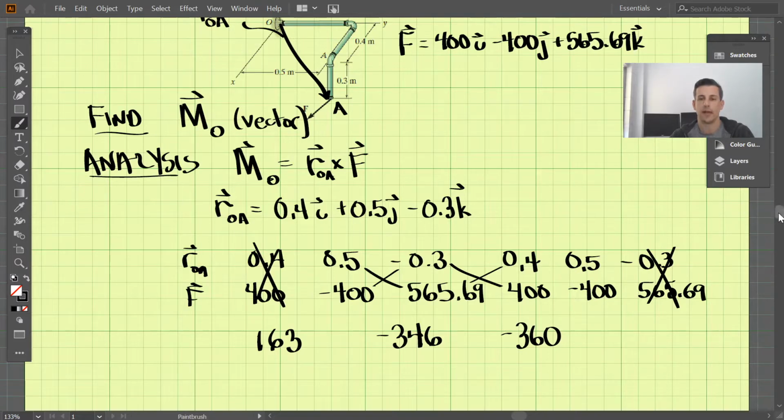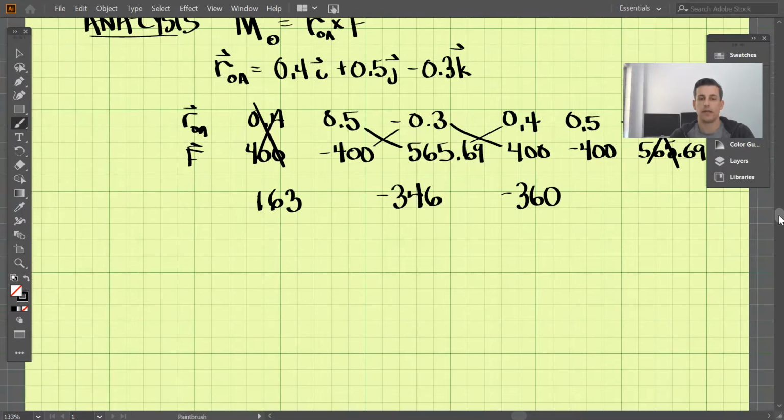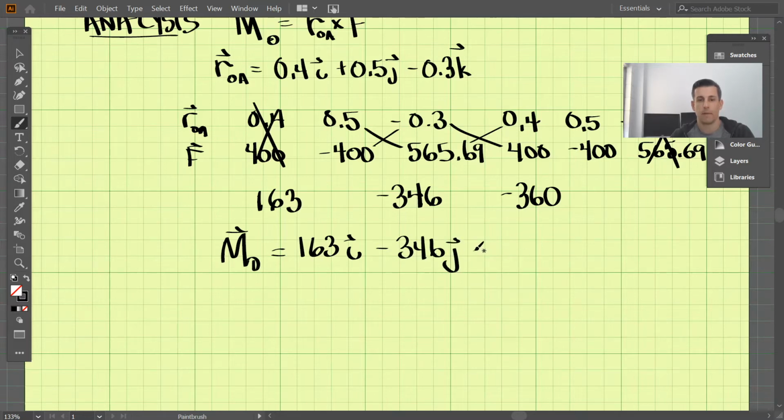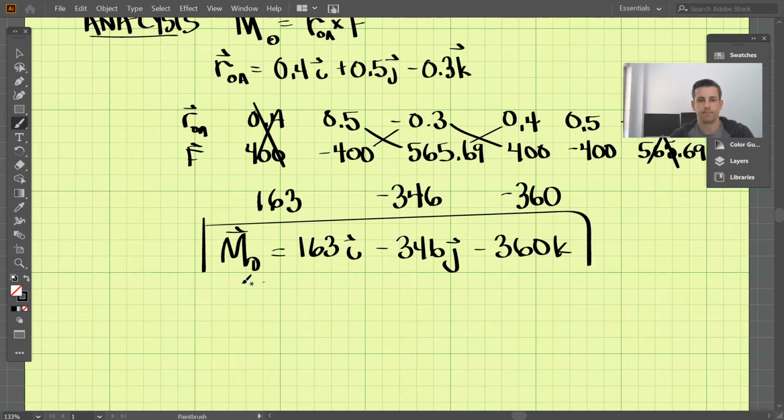Okay, and that turns out to be our answer. So the moment is equal to 163I minus 346J minus 360K. All right, and that's our answer. And that is 437.